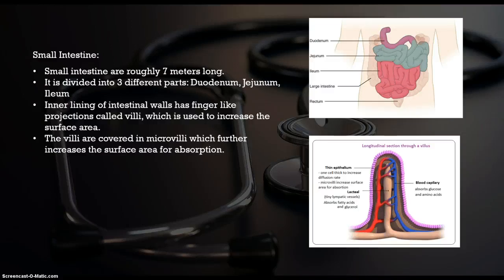The villi are covered by microvilli. Each of these villi is covered by several microvilli, which further increases the surface area of absorption. Here we increase the surface area because the more surface area, the more absorption will take place, and the more nutrients it can take from the food.